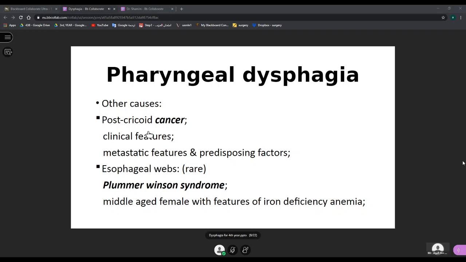Maybe there will not be a regurgitation, doctor. Actually, both of them can regurgitate.